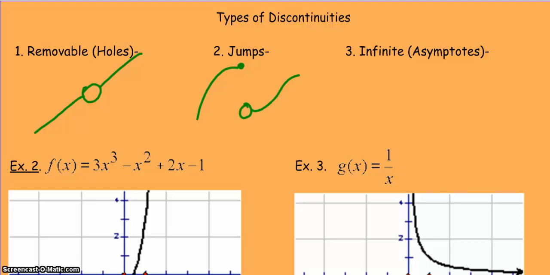And an infinite discontinuity or an asymptote would be something like this. So we have an asymptote. I'll draw it in a different color marker. Say there's an asymptote right here. So our function would look like this. But you cannot draw this function without picking up your pen or pencil. So those are the different types of discontinuities that you're going to see.